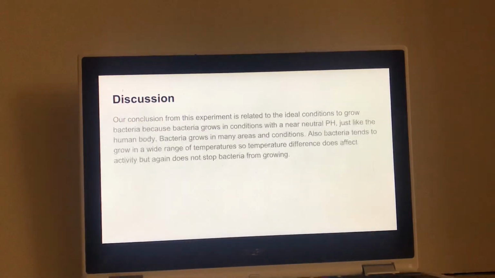And lastly, our conclusion from this experiment. We thought it was relevant to the ideal conditions to grow bacteria, because bacteria do best in neutral pHs and warm temperatures, a little bit on the basic side. Our results prove this by showing that our trypsin activity performs well at pH 8 at 57 degrees Celsius. So the trypsin we were using in this lab was likely from a bacterial organism.